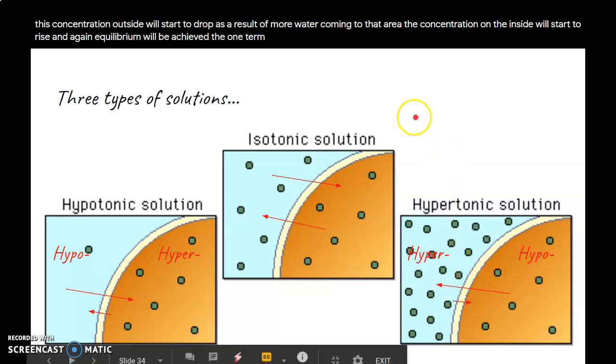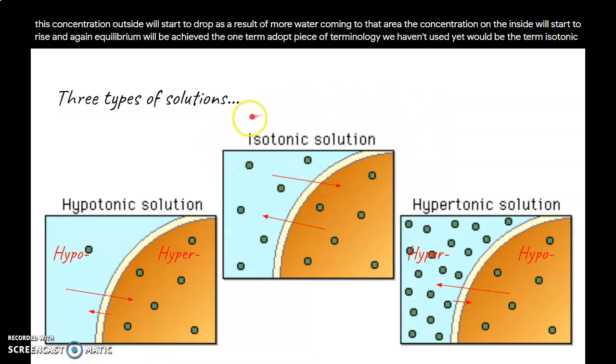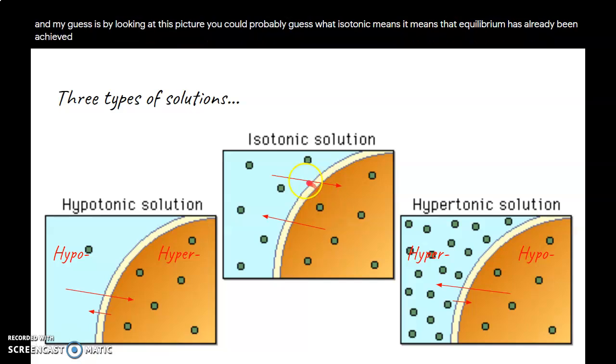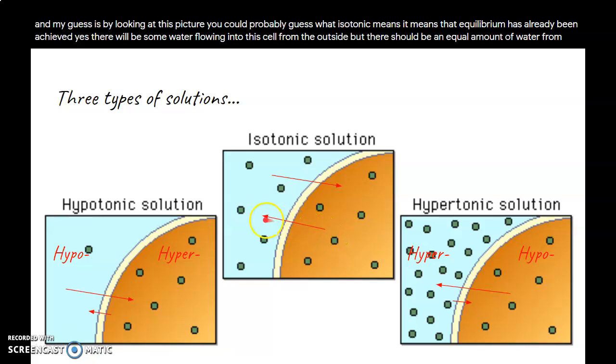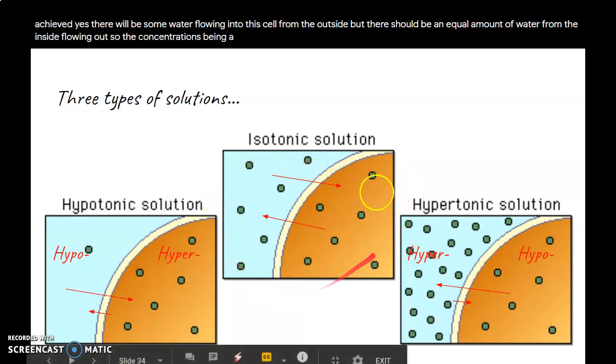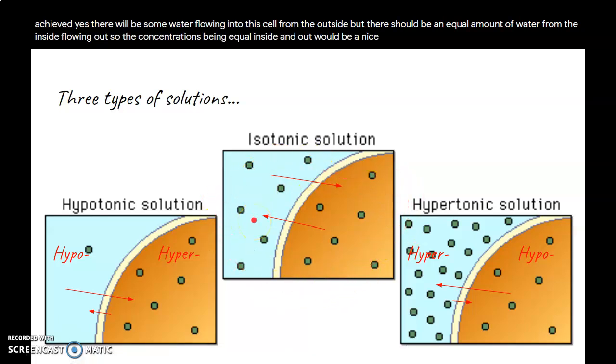The one piece of terminology that we haven't used yet would be the term isotonic. And my guess is by looking at this picture, you could probably guess what isotonic means. It means that equilibrium has already been achieved. Yes, there will be some water flowing into this cell from the outside, but there should be an equal amount of water from the inside flowing out. So the concentrations being equal inside and out would be an isotonic solution.